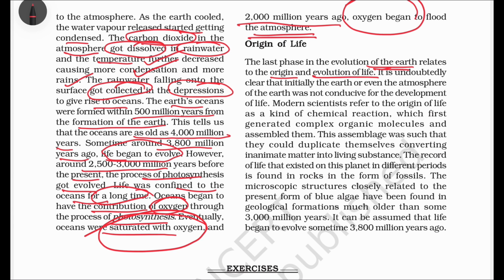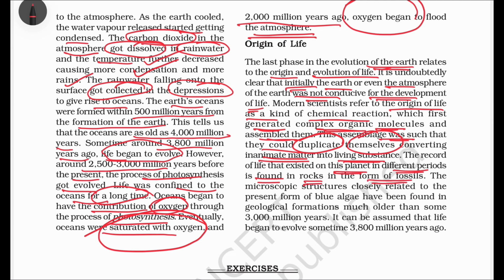It is undoubtedly clear that initially the Earth, or even the atmosphere of the Earth, was not conducive for the development of life. Modern scientists refer to the origin of life as a kind of chemical reaction which first generated complex organic molecules and assembled them. This assemblage was such that they could duplicate themselves, converting inanimate matter into living substances. The record of life that existed on this planet in different periods is found in the rocks in the form of fossils.